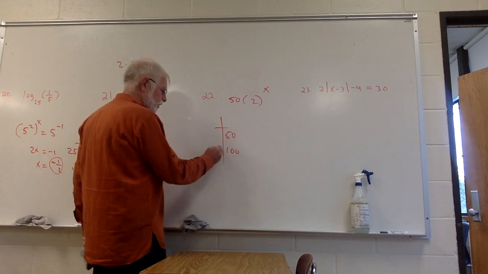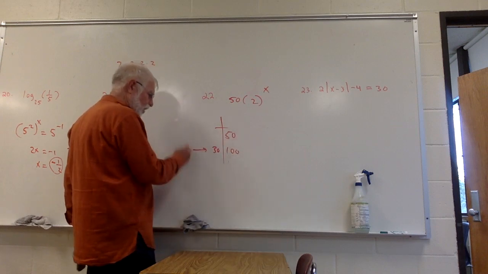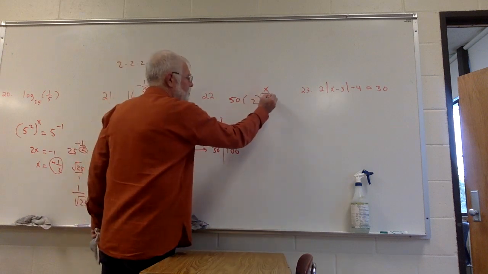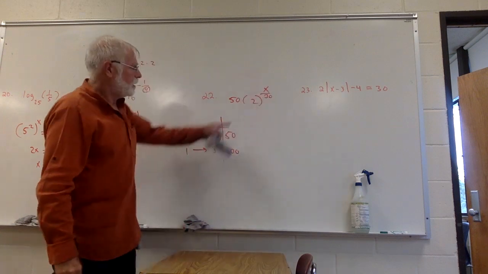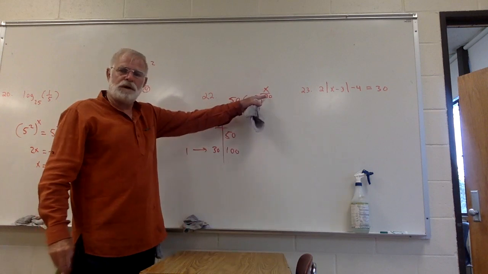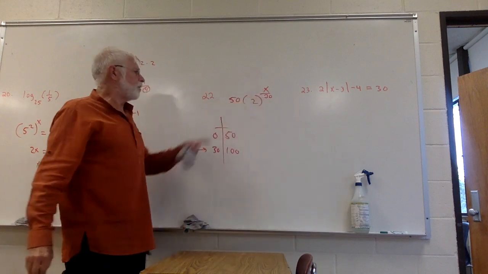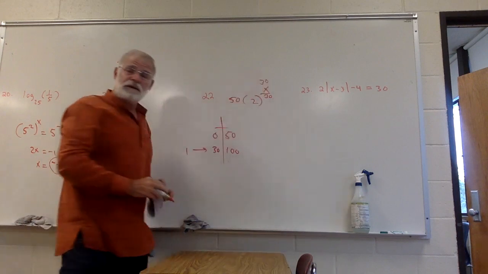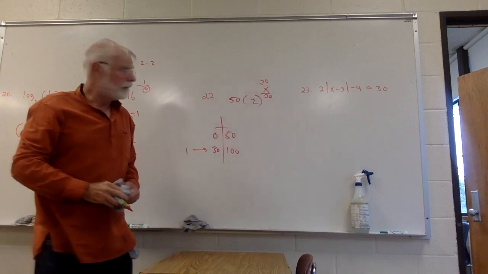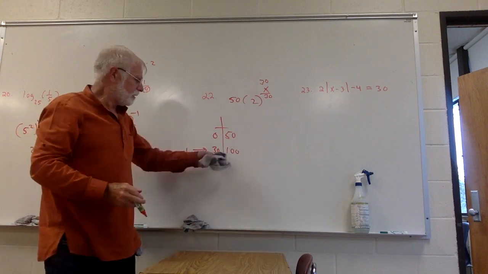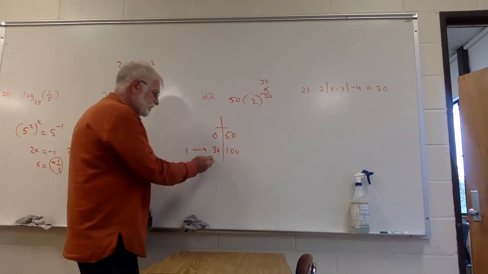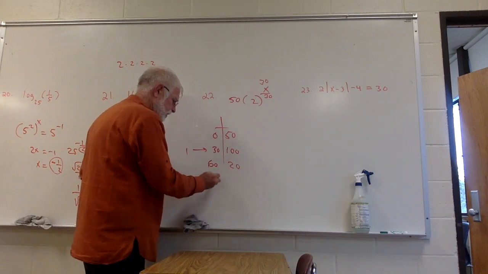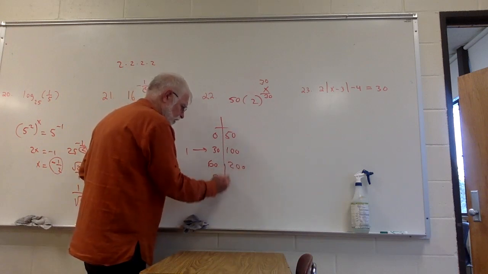But this is the number 30. I want it to act like the number 1. Divide by 30. Okay? If this is 0, 2 to the 0 is 1. Right? And 1 times 50 is 50. And when you put a 30 in, 30 divided by 30 is the number 1. 2 to the 1, 2 times 50, 100. Okay, 60 is going to get me 200. 90 is going to get me 400, so on and so forth.